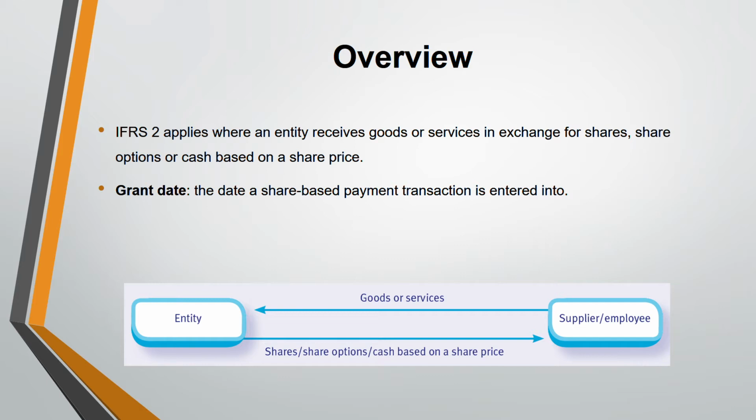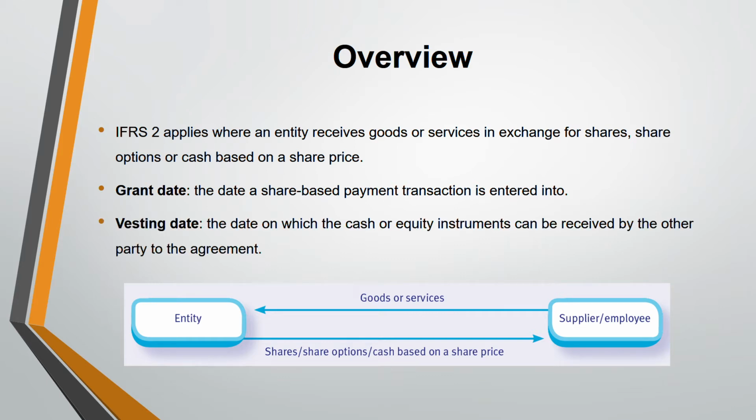The two dates that you have to know before I actually start with IFRS 2: one is grant date, one is vesting date. What is grant date? The date a share-based payment transaction is entered into. That means this is the date that you have decided that you are going to go for a share-based payment. The first time you have decided, that is known as grant date. And vesting date is the date on which cash or equity instruments can be received by the other party to the agreement.